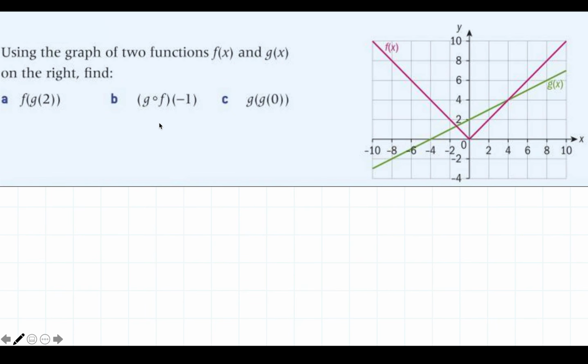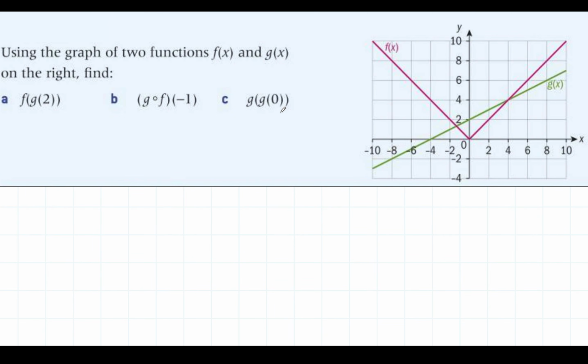Let's try one more. You can pause the video and try the others, or skip to when I reveal the answers. g of f of negative 1, you're going to go to negative 1. So first you're going to go all the way to the curve of f, and it's about 1 here. So this f of negative 1 will give you g of 1. So now my input is 1, and I want to see what is the output on the curve of g. So I'm just going to go here, and this is the curve g, so it's about 2.5. Again, this graph is not that accurate.